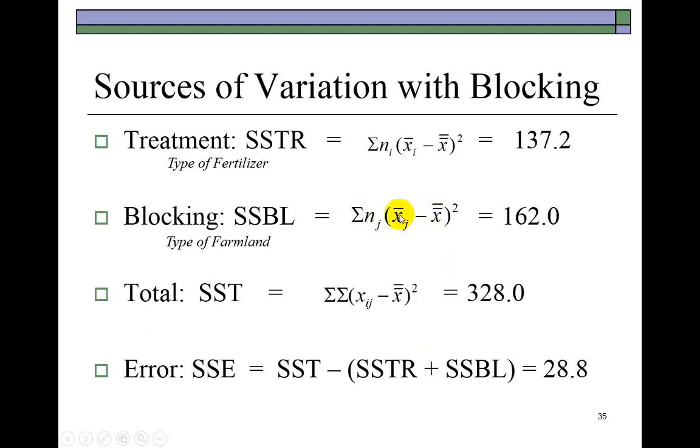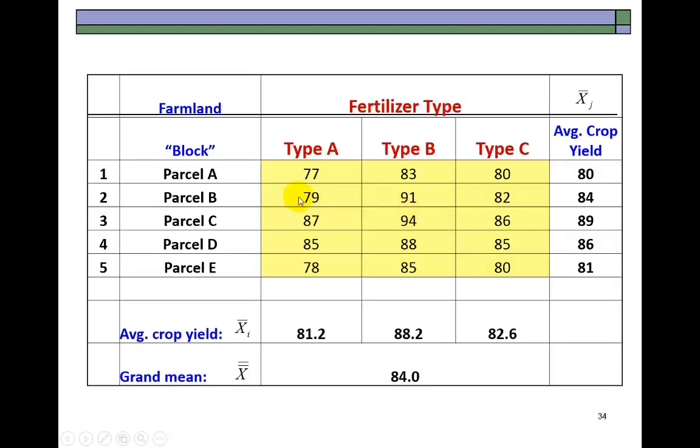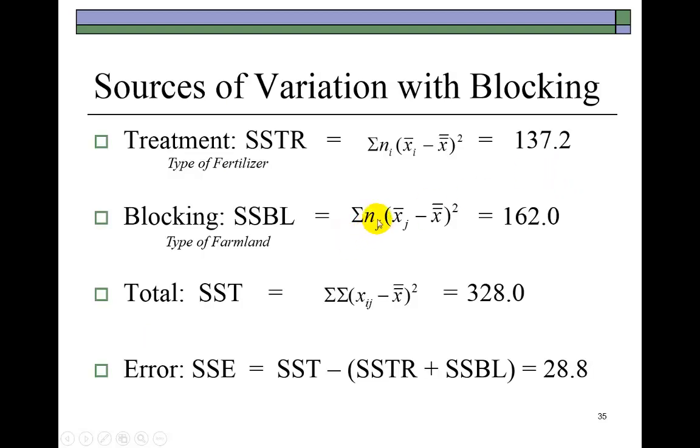And for blocking, it's going to be the same thing. We're going to take the mean for each block, and there are, if I go back here, 5 of them, A, B, C, D, and E, and for each parcel of land we have 3 observations. And so this n sub j here is going to be 3, and then this is going to be the square difference between the grand mean and the mean for each of the 5 blocks. And for sum of squares total, it's always going to be the square difference between each observation and the grand mean. When you do all of those, you're going to get these results that you see here.